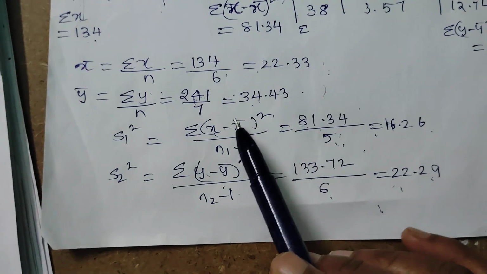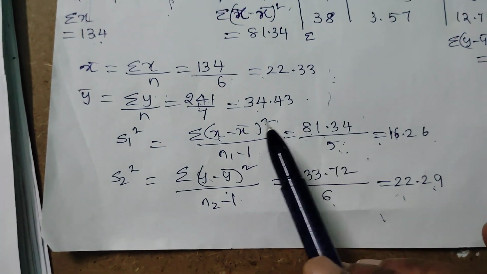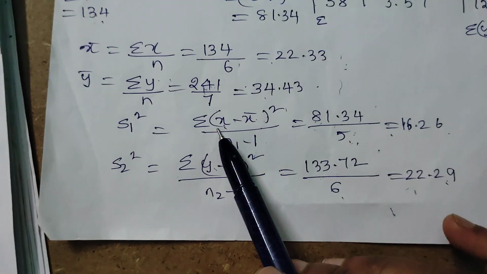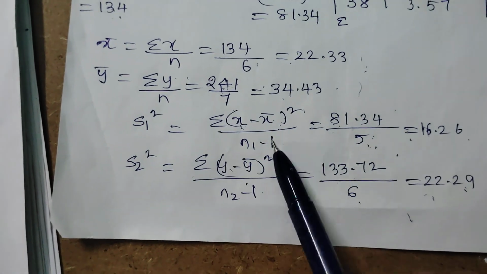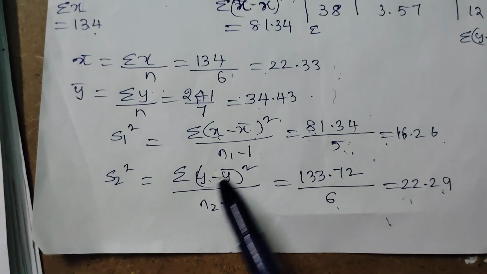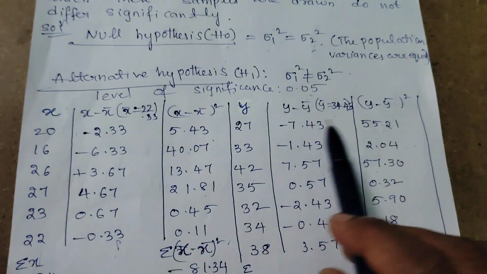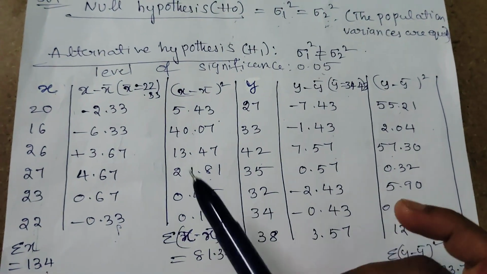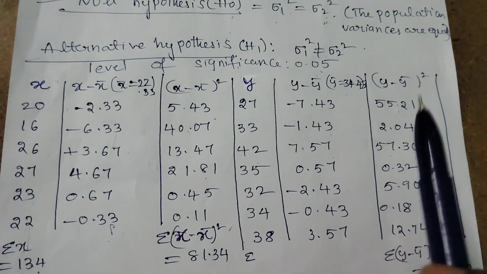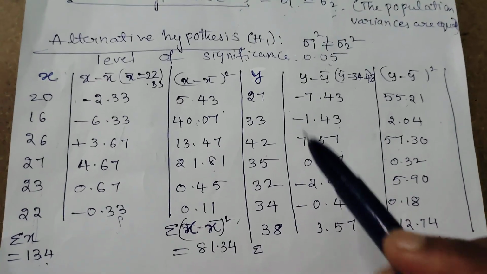Okay, so why are we finding this? We require x minus x bar whole square. That means first we require x bar, after that x minus x bar, after that x minus x bar whole square. The same for y also. So that's why we are finding these values by writing them in table form.